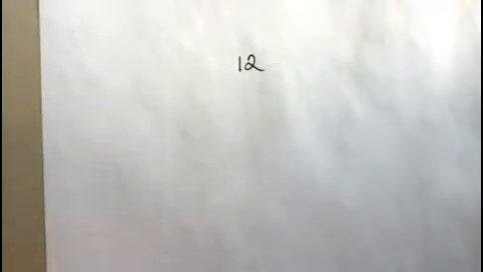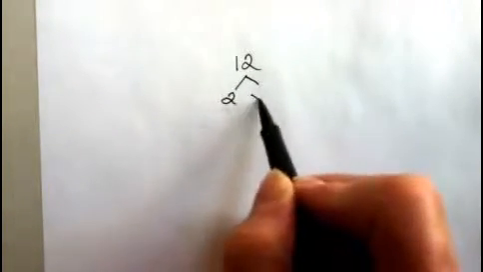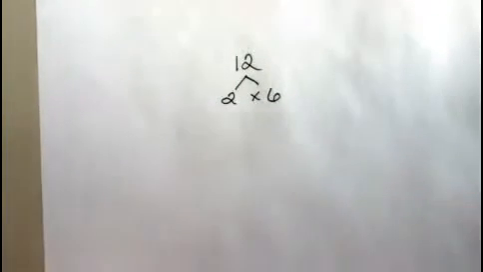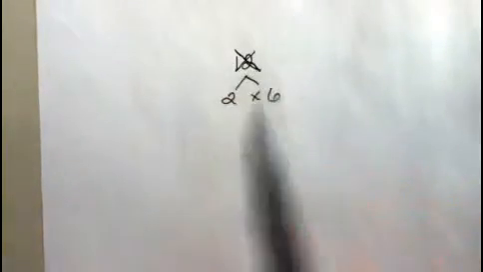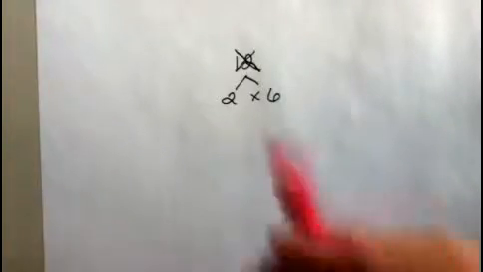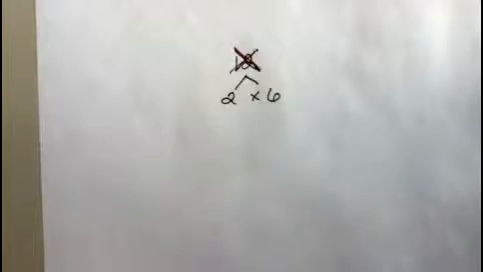Now I know 1 times 12 is 12. But that does not help me break it down into smaller numbers. So can we think of two different numbers? Well, 2 times 6 is 12. When I'm prime factoring, as I break a number down, I will cross it off. So 12, I'm going to cross off because it became 2 times 6.